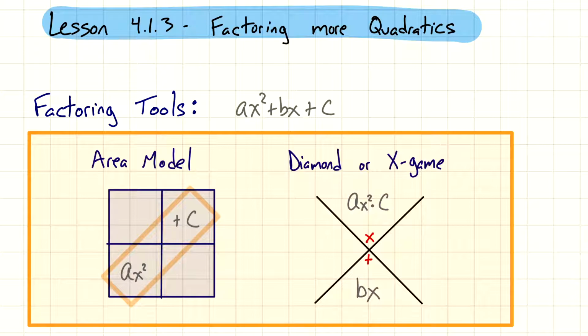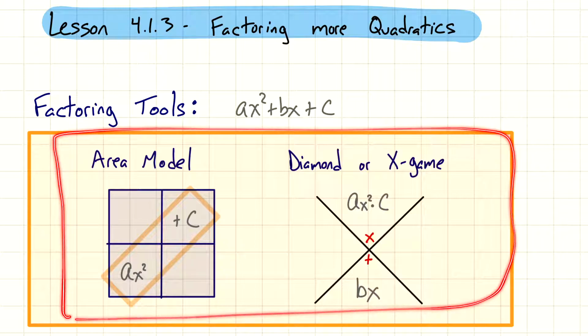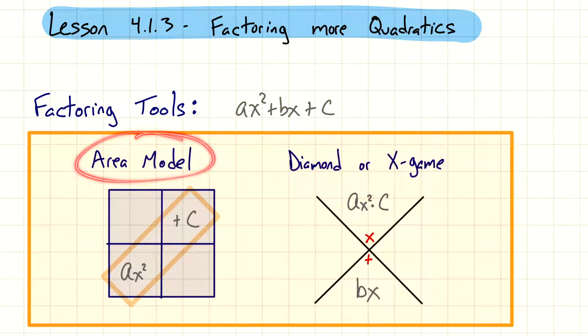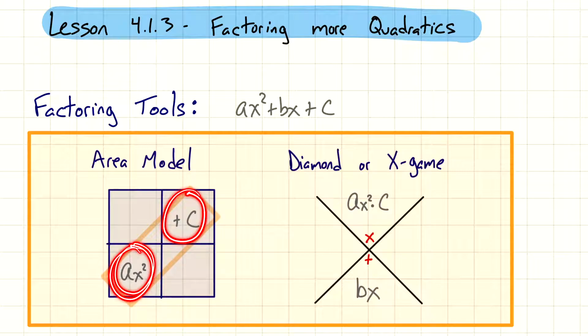things you should know is what standard form is for our quadratics, ax squared plus bx plus c. And the tools that we were using to help us factor. So area model was one of them. And just as a reminder, when we fill in our area model, our ax squared and our c from our expression would go into opposite corners of our area model.